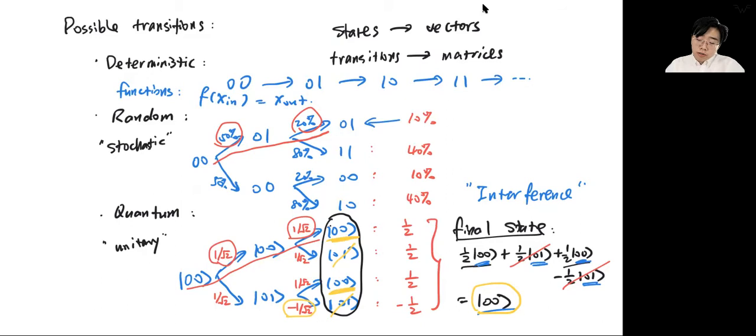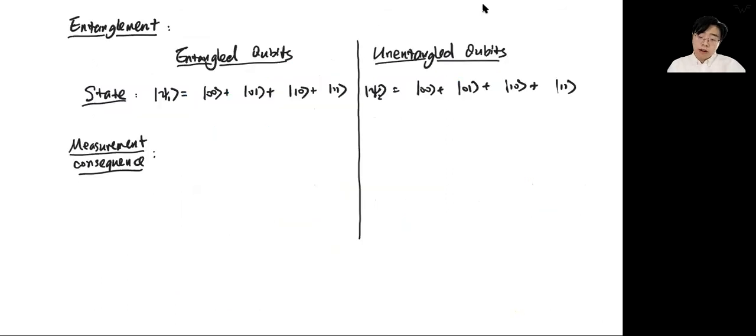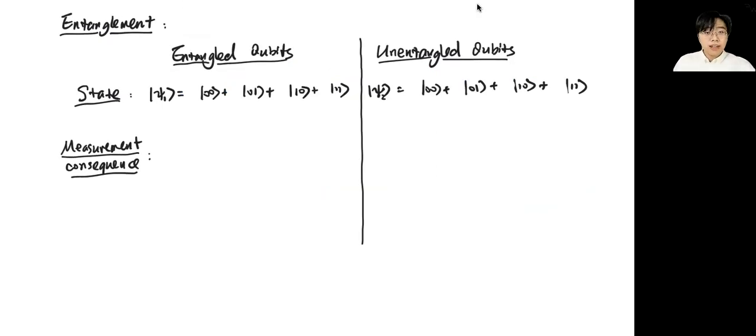Next, we are going to talk about another interesting property allowed by quantum mechanics in the context of computation. This is called entanglement. To understand entanglement, we're going to compare two different quantum states, one that's entangled and the other that's not. And then we're going to see what is the consequence of the measurement outcome due to entanglement.